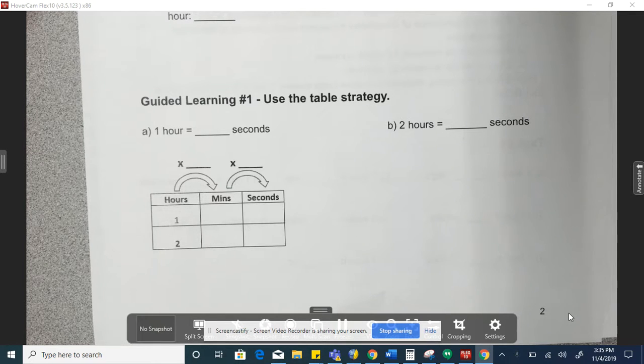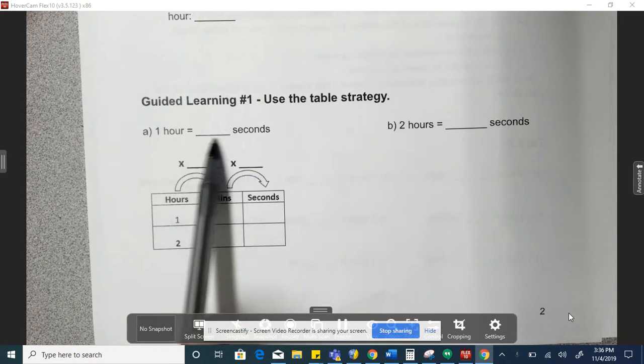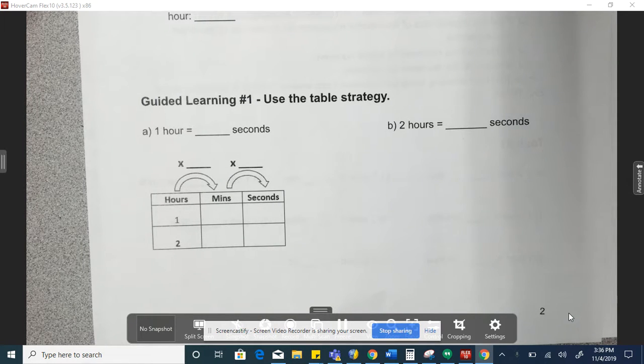Today we're going to be working on multi-step conversions, and we're going to be focusing on using the table strategy to help us. In our first problem, we're going from 1 hour and figuring out how many seconds that's equivalent to. So before we go to seconds, we need to figure out how many minutes are in an hour. In 1 hour, I know that there are 60 minutes.